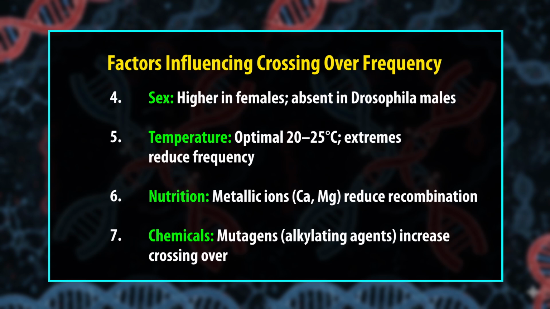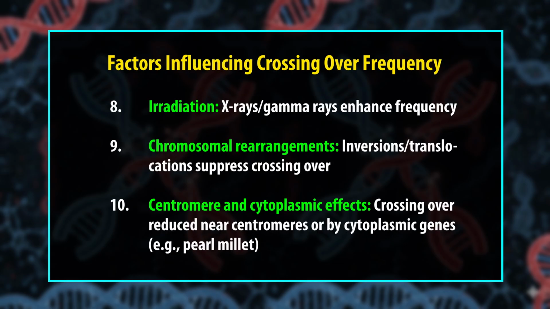Temperature. Optimal 20 to 25 degrees Celsius. Extremes reduce frequency. Nutrition. Metallic ions, calcium, magnesium reduce recombination. Chemicals, mutagens, alkylating agents increase crossing over. Irradiation, X-rays, gamma rays enhance frequency. Chromosomal rearrangements, inversions, translocations suppress crossing over.